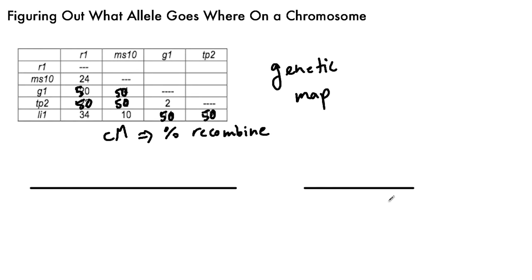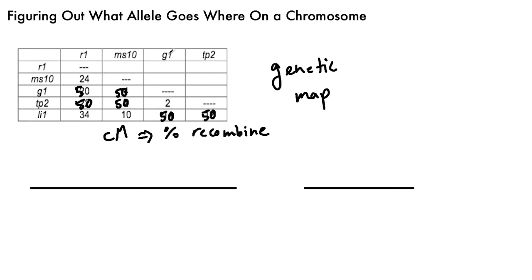So here I drew two lines, and they're supposed to signify a chromosome, a very basic chromosome. But we know that G1 and TP2 must be on different chromosomes from the rest of the alleles because they're 50 away from everything else. So the way to read this genetic map is from both sides. They didn't bother to fill out the rest of the map because it's kind of redundant, because it would just be these values. So if you start from here, you'll see G1 is 50 away from R1 and MS10, and TP2 is 50 away from R1 and MS10, and the same thing for down here.